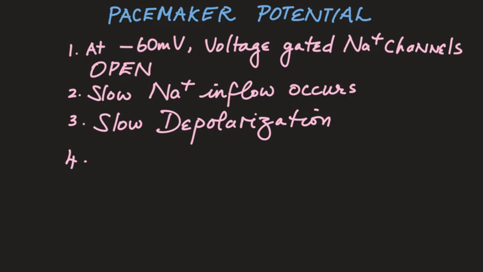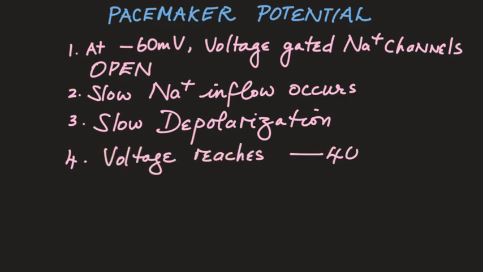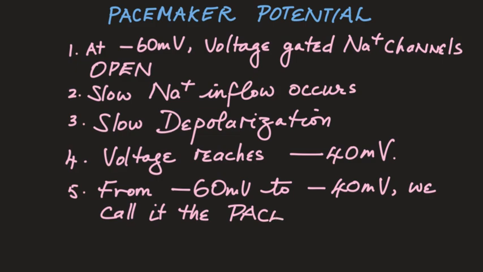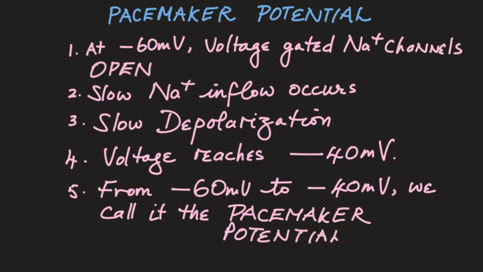The voltage now reaches minus 40 millivolts. The range of voltage between minus 60 millivolts and minus 40 millivolts is called the pacemaker potential. Remember, this is different from the resting membrane potential in the neuron because the SA node does not have a resting membrane potential. It never rests. It only keeps the pace. So we have a pacemaker potential.